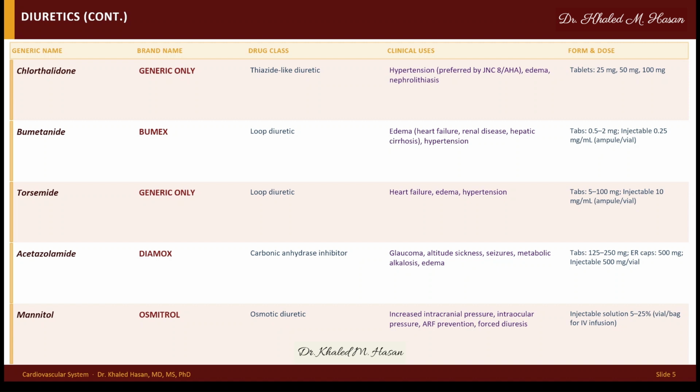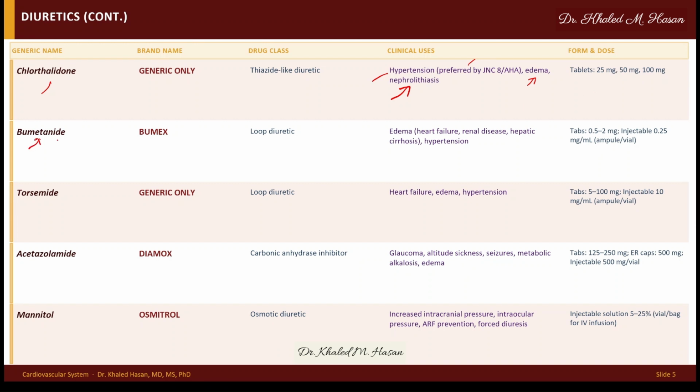Continue with the diuretic. We have chlorthalidone, the thiazide-like diuretic, most popular medication in thiazide used for hypertension, preferred according to the guidelines, JNC 8 and American Heart Association. Could be used for patients with edema and nephrolithiasis, and we discussed that in previous slide. Available as tablet, 25, 50, 100 milligram.